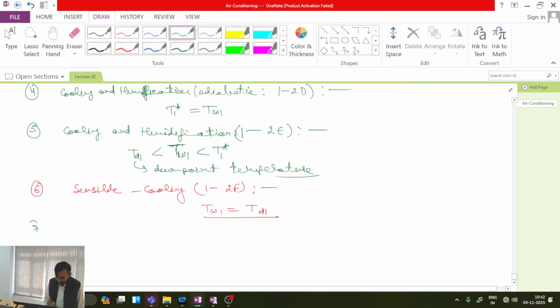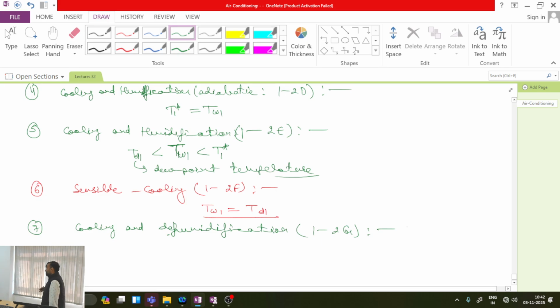Process number 7. Cooling and dehumidification. What is the meaning? Cooling will also happen and the temperature will go down, and humidity will also decrease because of dehumidification.